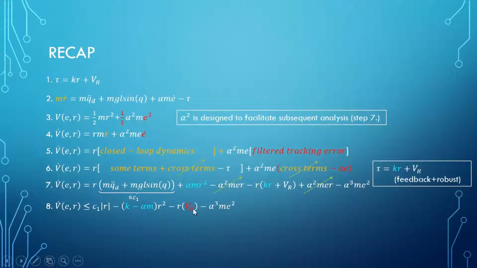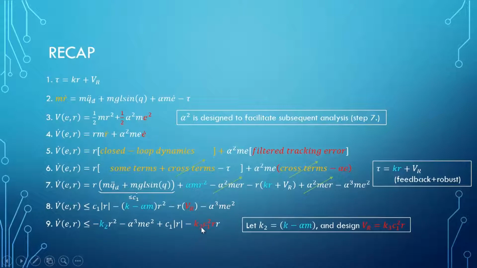So it's now clear you can design VR to deal with these bad terms. The VR we design is K3 C1 squared R. Because when you design this and use completing the square, you can obtain this. Doing some upper bound, you can obtain this, and this can be reduced by increasing K3. So by increasing K3, you can reduce the tracking error.